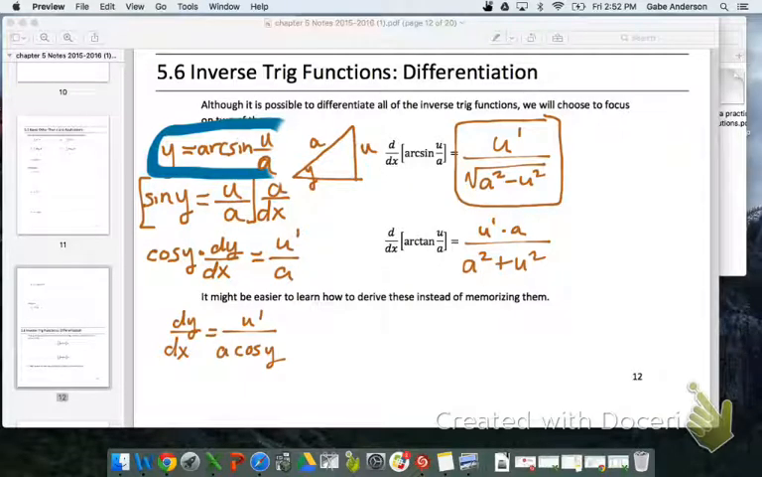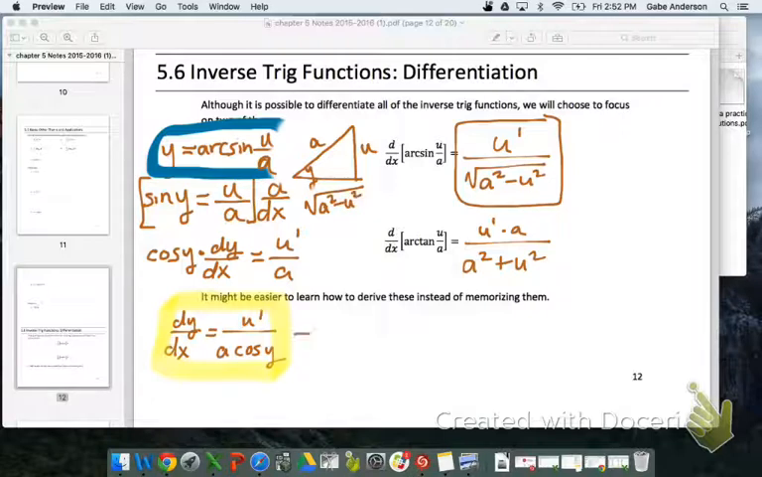Now what we need to do down here is find cosine of y. So I look at what I've got up here. Cosine is adjacent over hypotenuse, and the problem is I don't know what the adjacent side is. Think for a minute what I could use to help me find the adjacent side. And of course it is the Pythagorean theorem. If I use the Pythagorean theorem, I find that the adjacent side ends up being the square root of a squared minus u squared.